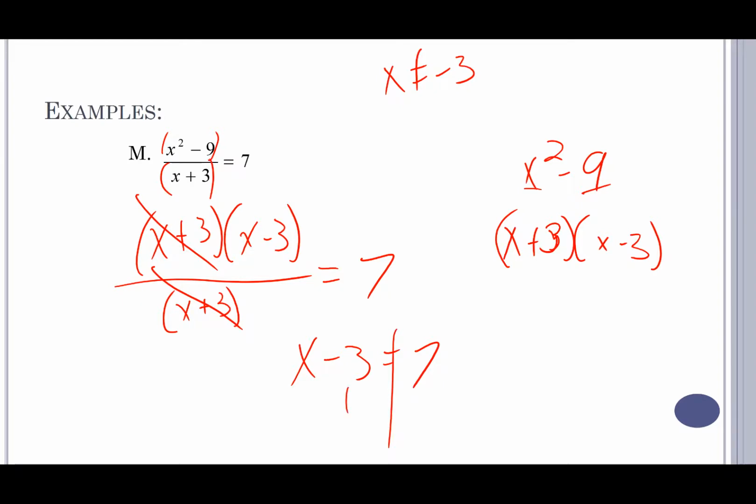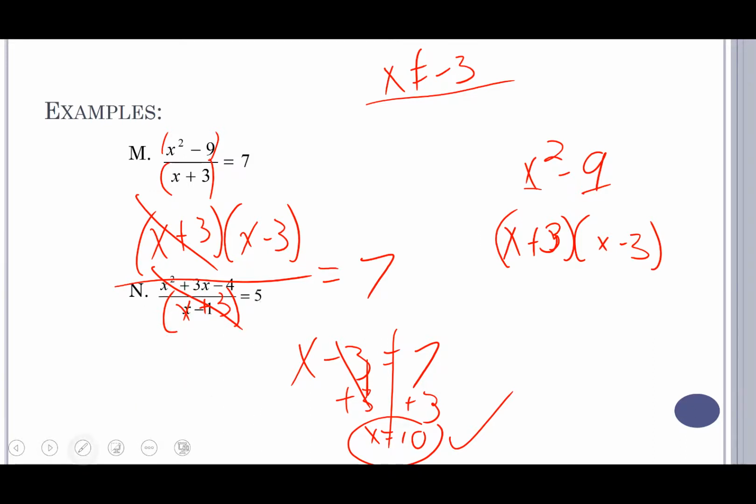So solve it, add 3 to both sides. We're going to have x equal to 10. And there you go. That works. That's fine because it's not -3. I just had to remember that, -3 wouldn't work because it would make the denominator 0. But x equals 10, that works just fine. That's my solution. So let's try another one.